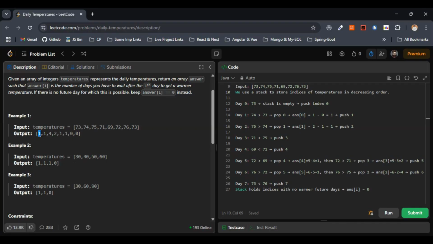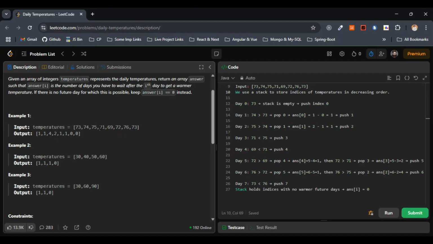In this case, 73, 74, within one day itself we have got the next warmer temperature. Then we consider 74 and 75. Within one day itself we have got the warmer temperature, so we return 1. From 75, 71 is not greater than 75, 69 is also not greater, and 72 is not greater either. These three fail, and the fourth one, 76, is greater than 75. It takes 4 days, so we need to return 4.